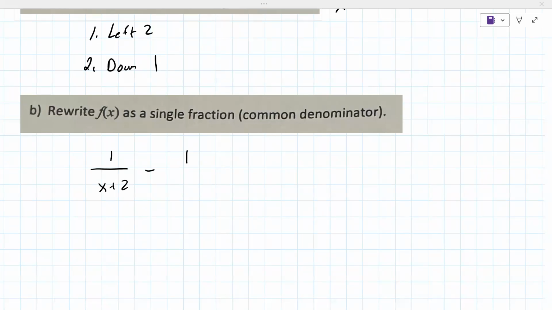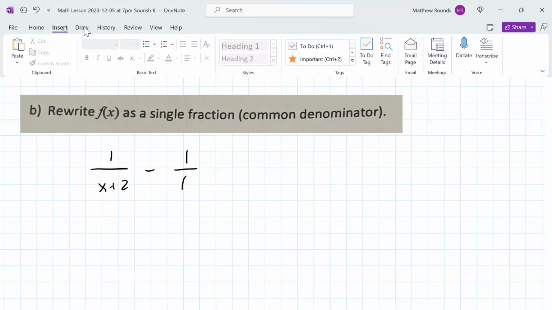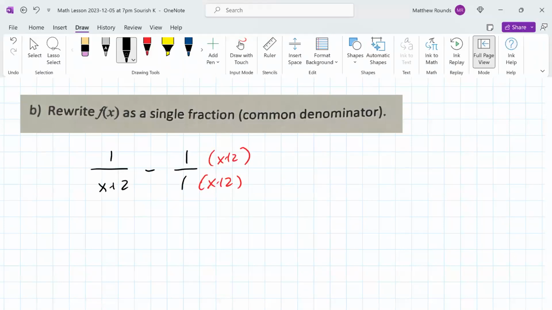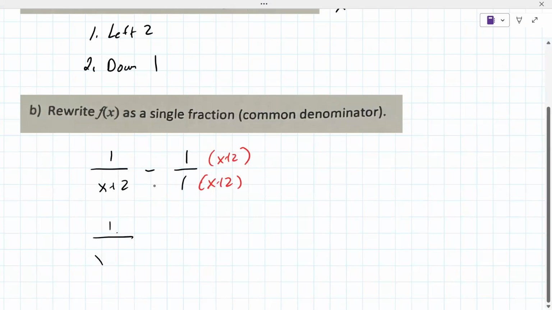One over one. Yes, very good. Now the common denominator here is going to be x plus 2. So we're going to multiply the top and the bottom by x plus 2. So this becomes 1 over x plus 2 minus x plus 2 over x plus 2. Does that look okay to you?